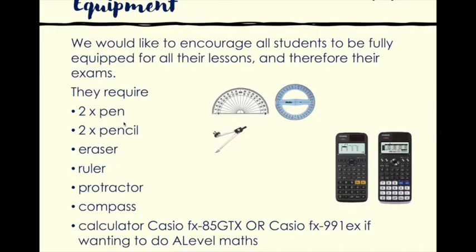We would like to encourage all students to be fully prepared for both their lessons and their exams. The list of equipment they require is on the screen. And in their exams, they may have to use protractors, compasses, and they will have to use a calculator. So it's really important they can use these accurately and efficiently. The best way to be able to use them accurately and efficiently is to regularly practice. So making sure they have them in lessons to use is really important.